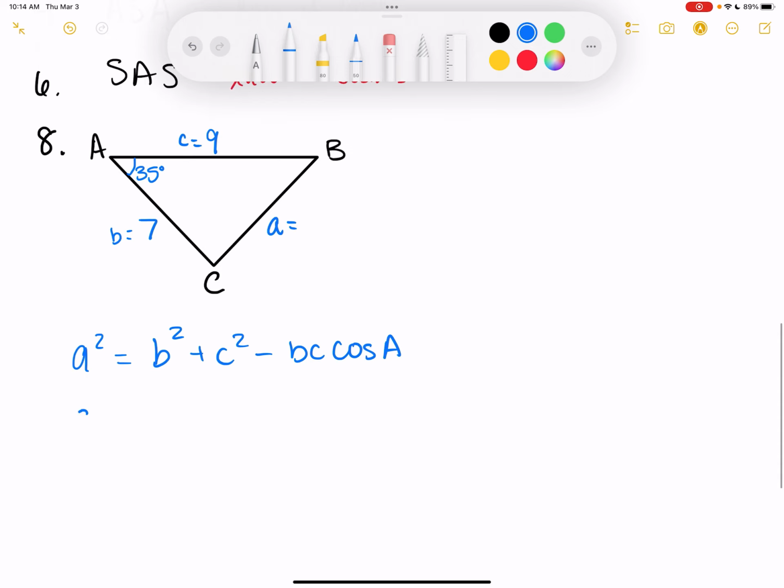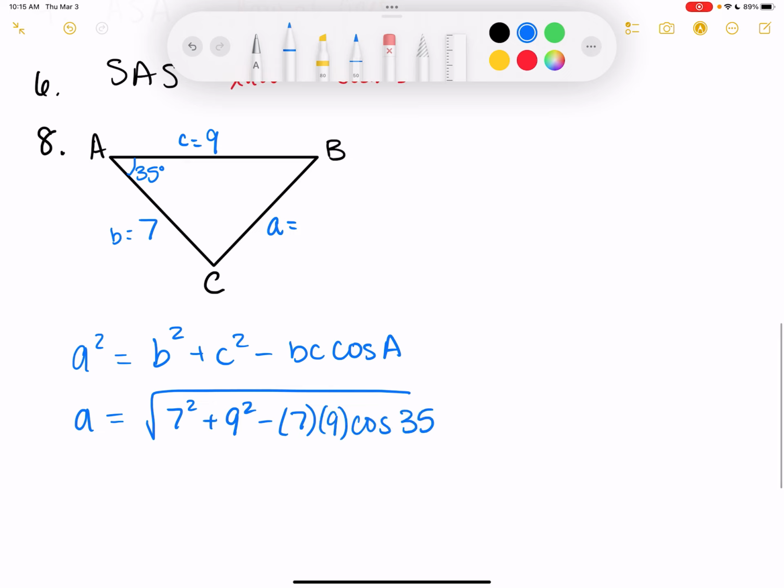All right, so a is equal to the square root of 7 squared plus 9 squared minus 2 times 7 times 9 times cosine 35. Wait a minute, there's no 2. There should be a 2. Yeah, there should be a 2.